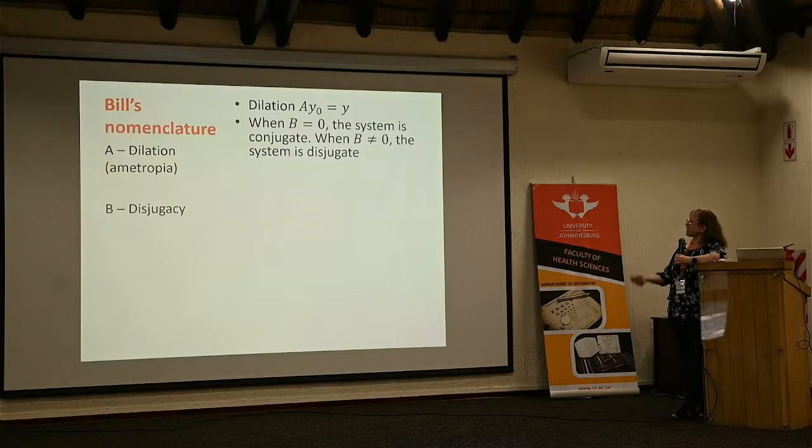So if B equals 0, we have a conjugate system. When B is not equal to 0, we have a disjugate system. And that's where the word disjugacy comes from.